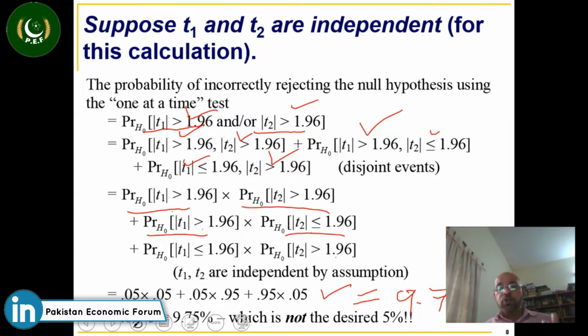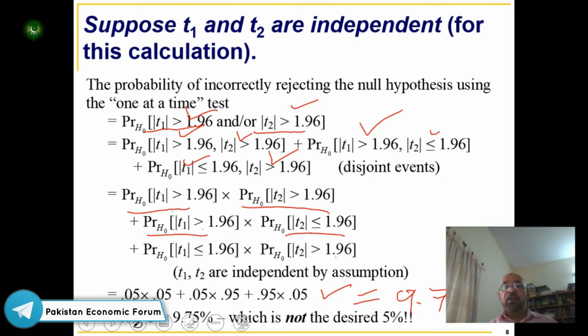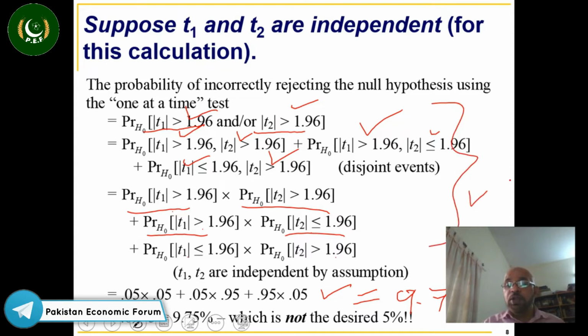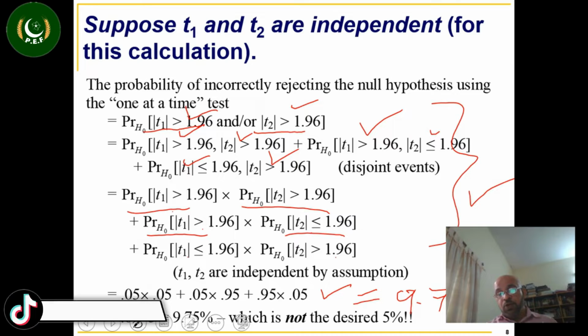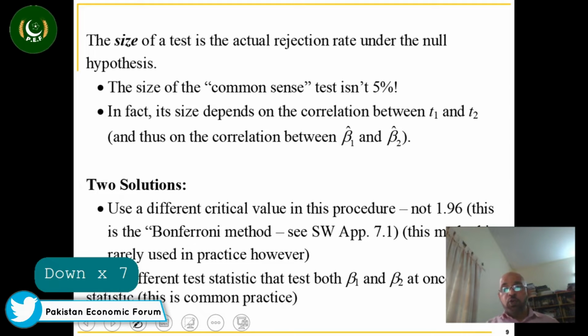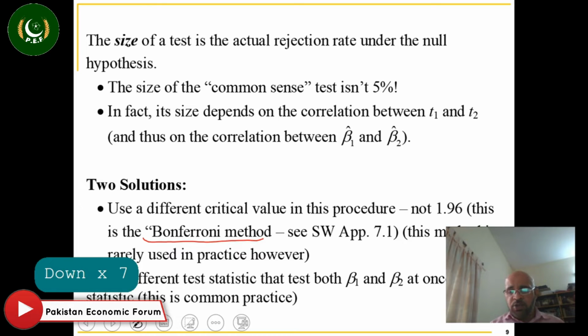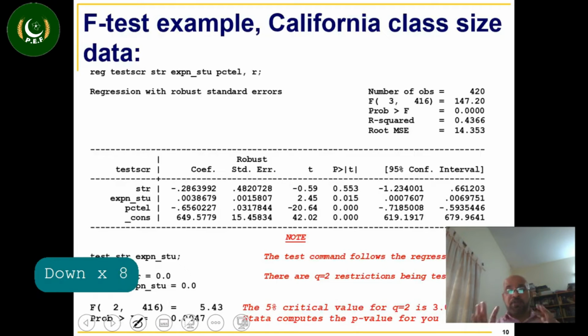So your actual level of significance has turned out to be 9.75%, while you are considering 5%. If you make this correction in level of significance, then you can opt this procedure. Otherwise, if you are using 5% level of significance, it means you are committing an error. So there are two solutions for this. One is Bonferroni method, we are not using it. Another one, which is most commonly used, is the F test.